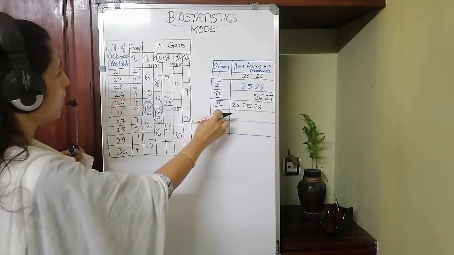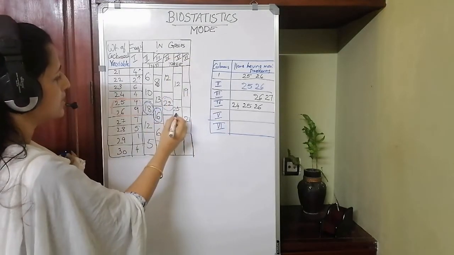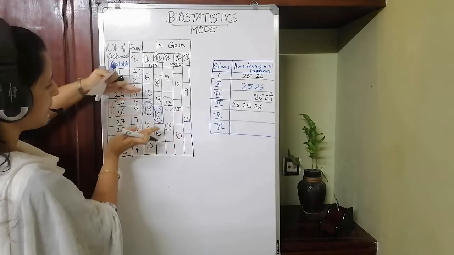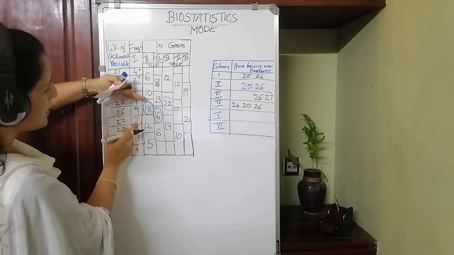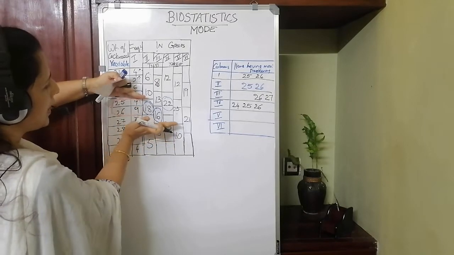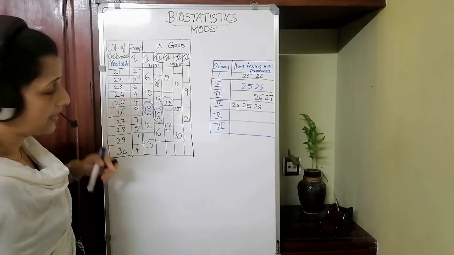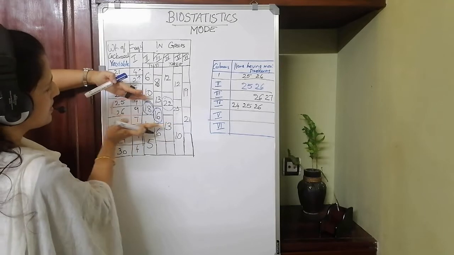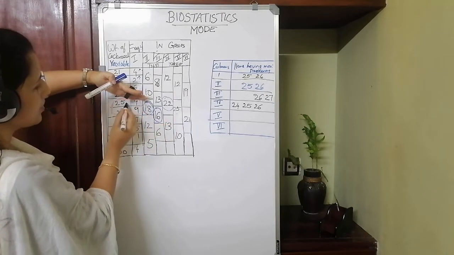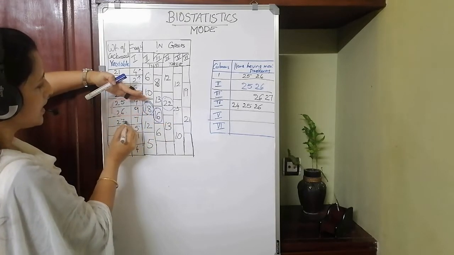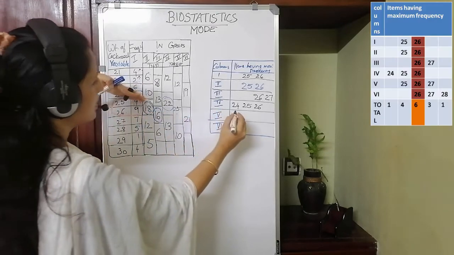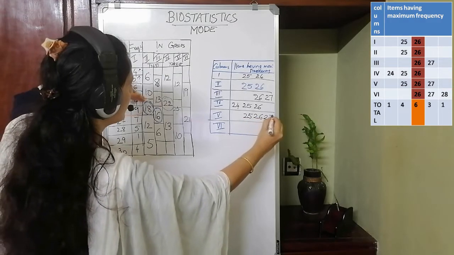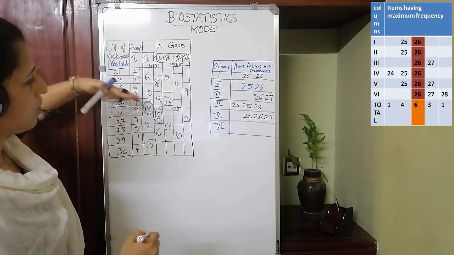Now next is column 5. In column 5 the highest frequency is 25, and we got 25 by adding 9 plus 9 plus 7, and 9 and 7 correspond to 25, 26 and 27. So you can write here 25, 26 and 27. That is column 5.